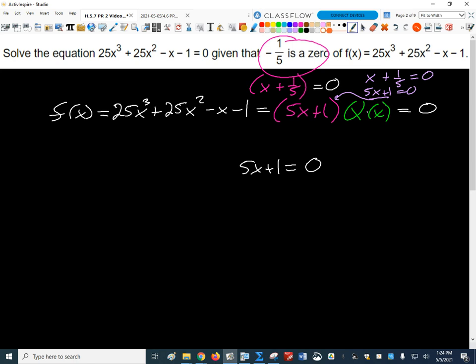What's the degree of that other factor going to have to be? What do you think? Just hold up fingers. What's the degree going to be of q of x? If the degree of f of x is 3, then 5x plus 1 times what degree is going to give us 3? It's going to be 2, isn't it? Because if I were to FOIL this out, I'm going to have to get a 5x times some x squared term to end up getting x cubed.